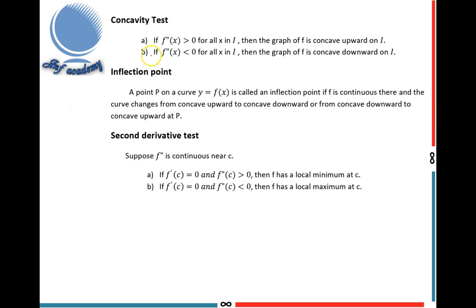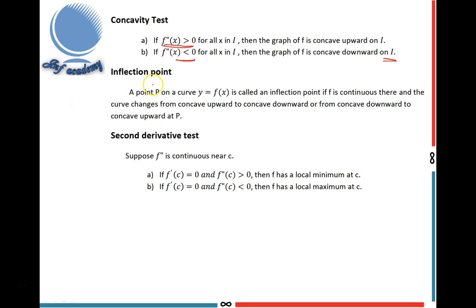Now, the concavity test. What is the concavity test? If f double dash of x is greater than 0 for all x in I, then the graph of f is concave upward on interval I. If f double dash of x is less than 0 for all x in I, then the graph of f is concave downward on that interval I. This is the concavity test.